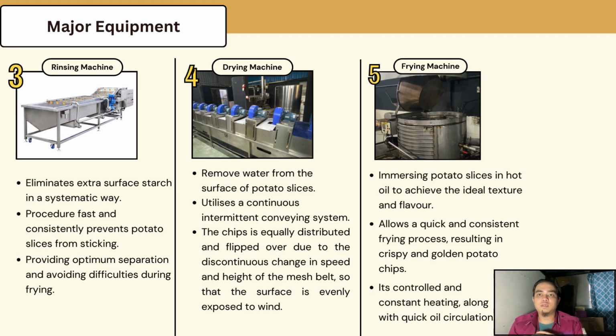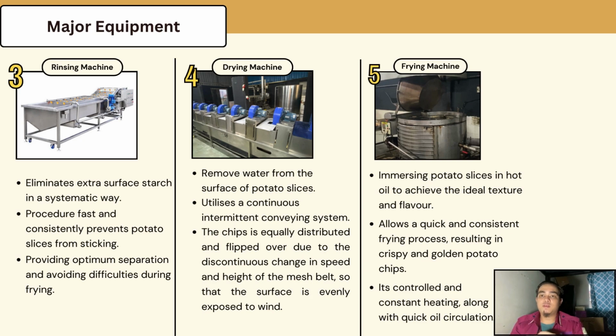Okay, next we have drying machines. The function of this machine is to remove water from the surface of the potato slices. These machines utilize a continuous and intermittent conveying system. So the chips are equally distributed and flipped over due to the discontinuous change in speed and height of the mesh bed, so that the surface is evenly exposed to wind.